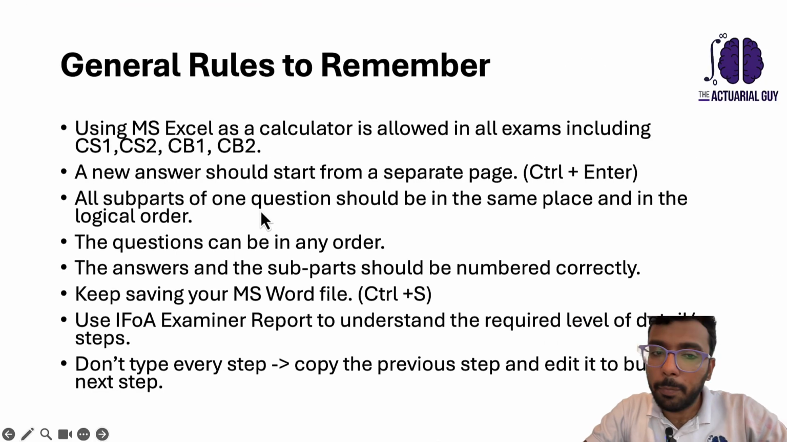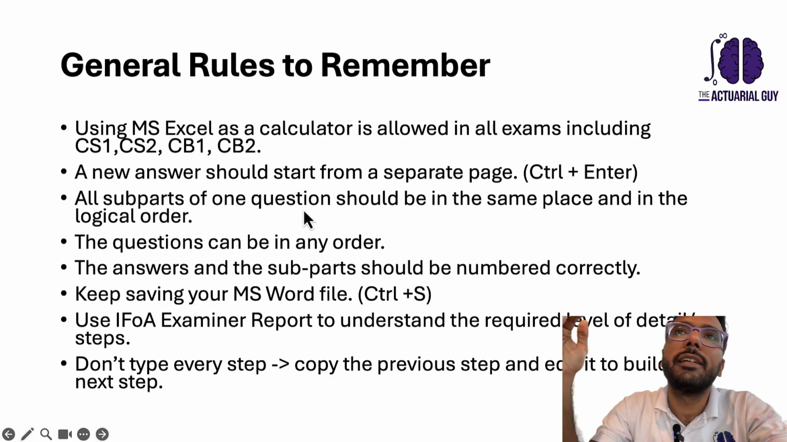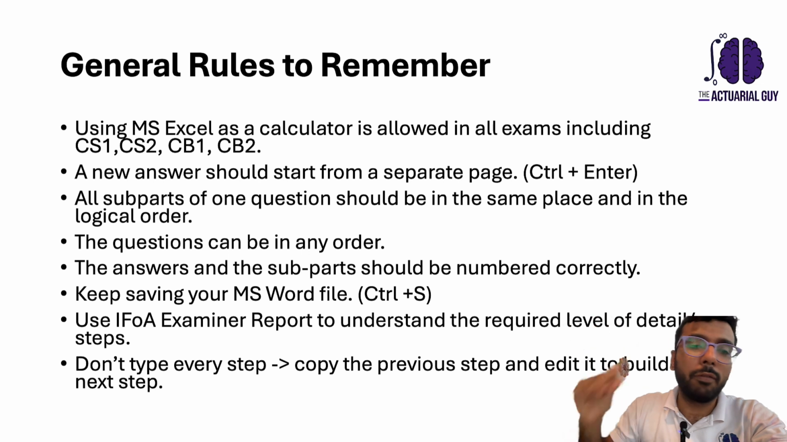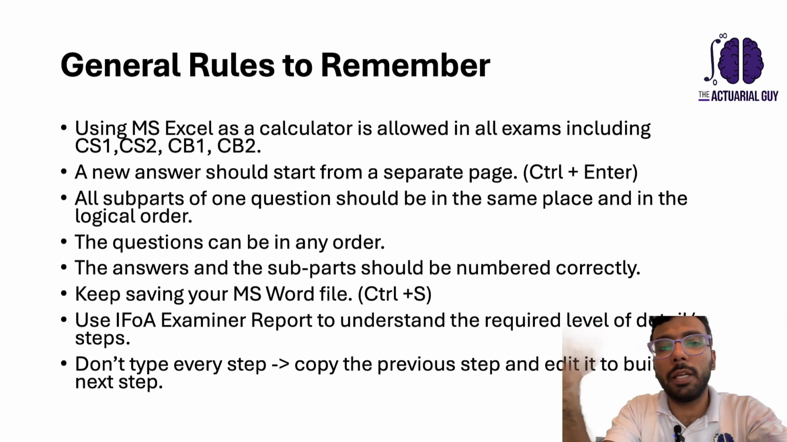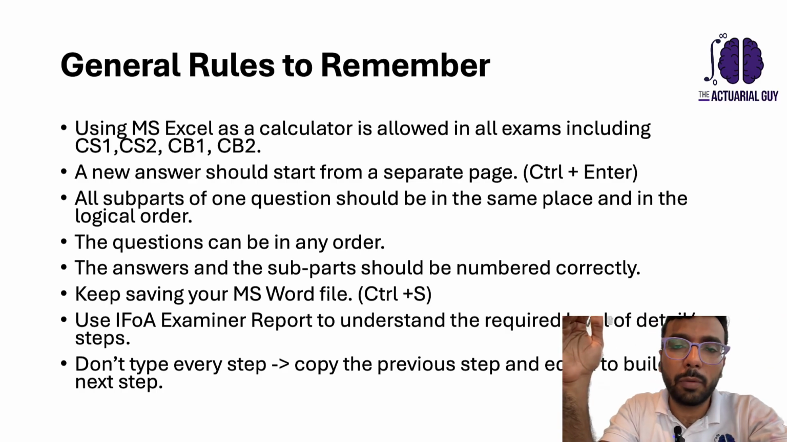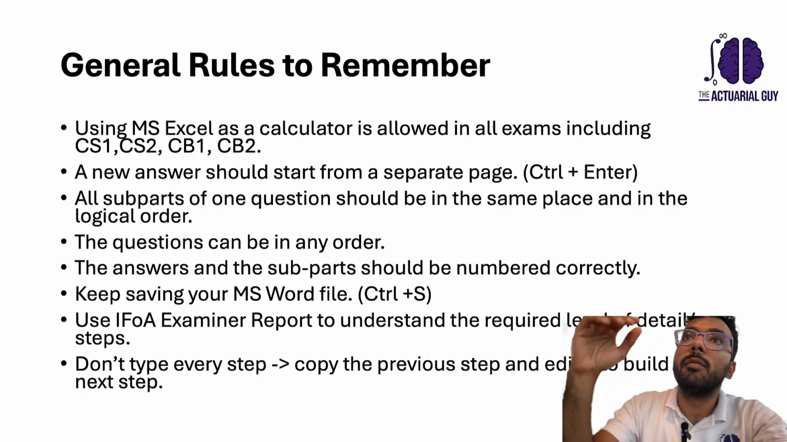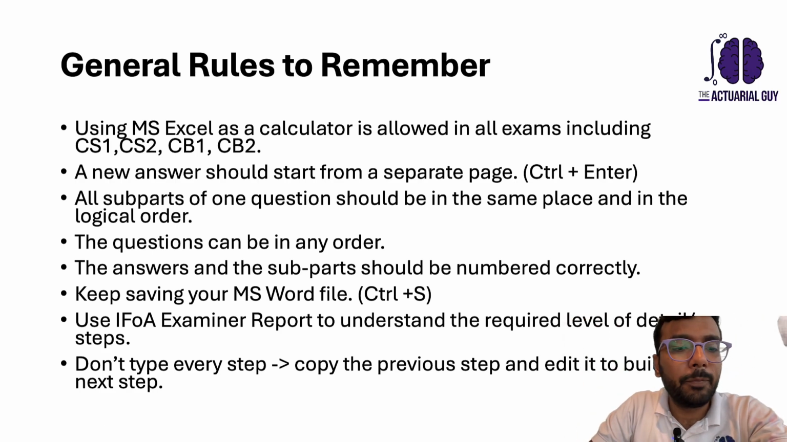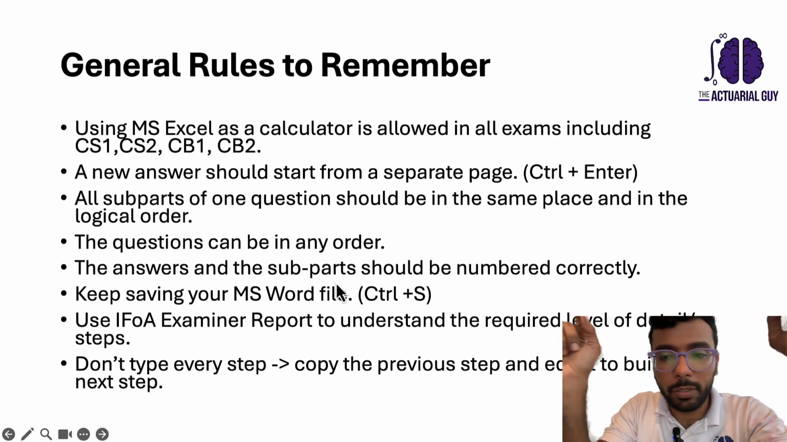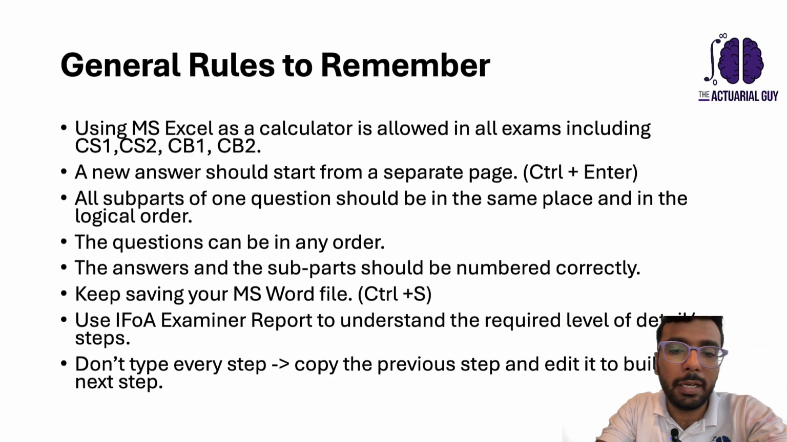Then all subparts of one question should be in the same place and in the logical order. So for the subparts, part 1, 2, 3, 4, 5, 6, they should be in the right order, and they should be in the same place. Question number, you can change the order. Question 2 can be after question 5. Question 9 can be after question 3. But the subparts of those questions should all be in the same place and in the logical order. Questions can be in any order. The answer and the subpart should be numbered correctly. If you're numbering your answer or the subpart incorrectly, there is a huge chance you'll get a 0 in that. Don't do that. Your numbering should be proper.